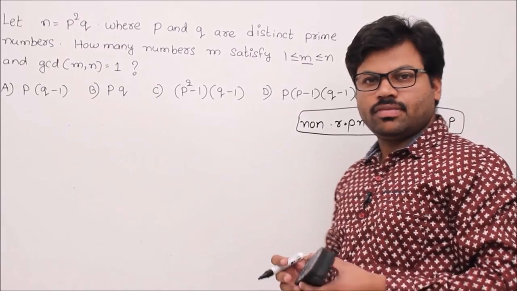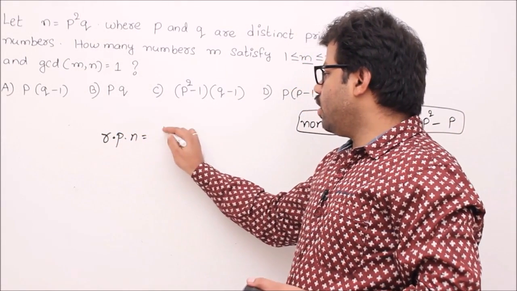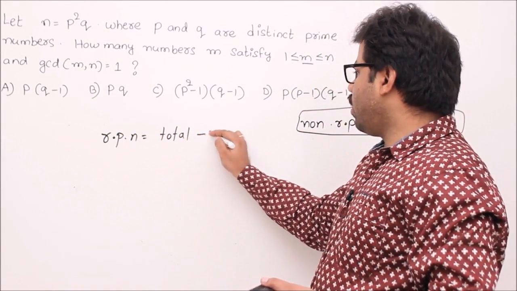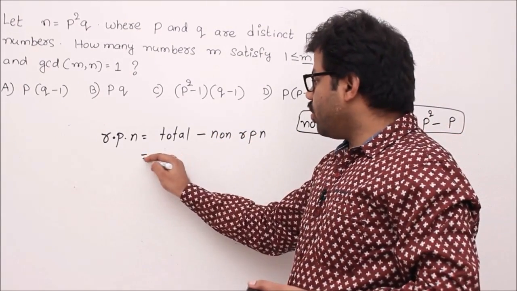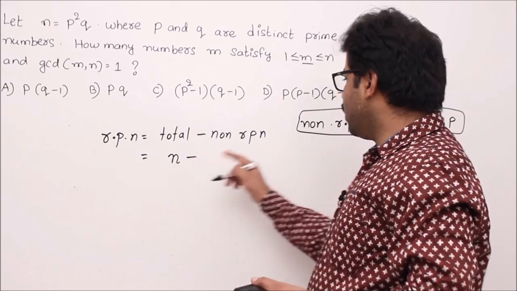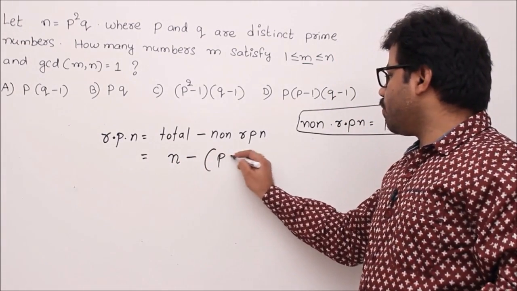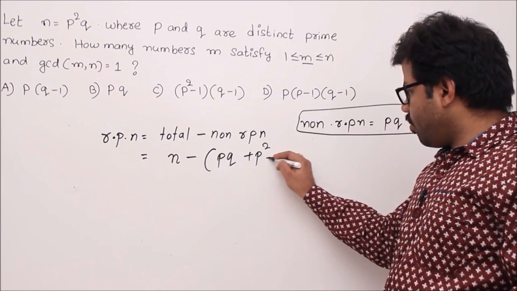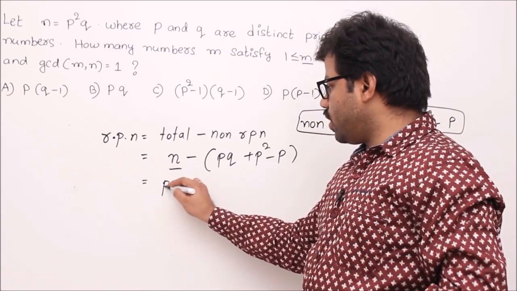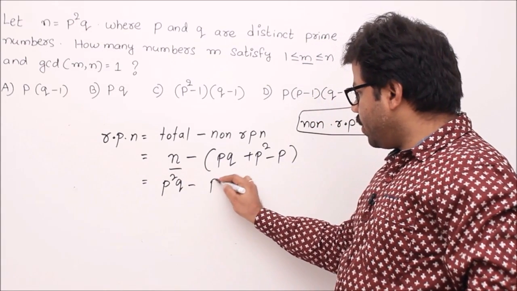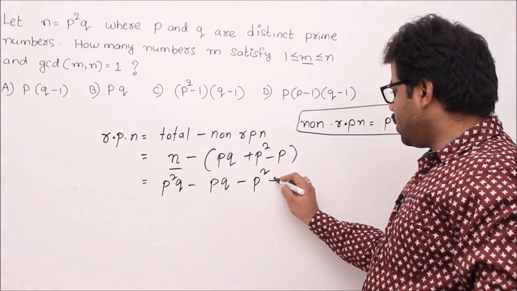Now relatively prime numbers, if you want, then that will be total minus non-relatively prime numbers, right? But total numbers are n, isn't it? Minus the total non-relatively prime numbers we just computed, that is pq plus p square minus p. We know that n is p square q. Then let's substitute it. P square q minus pq, minus plus minus p square, minus into minus plus p.